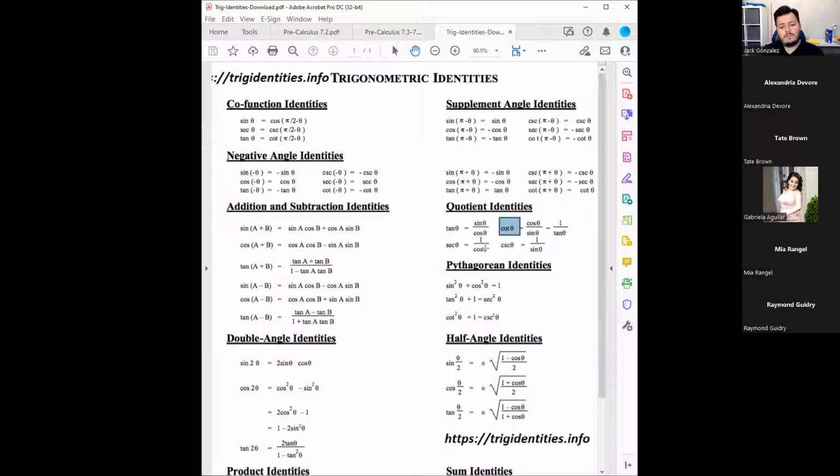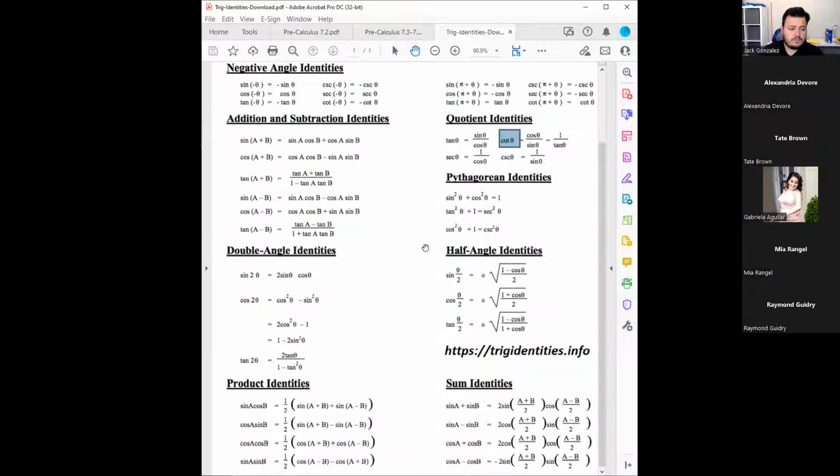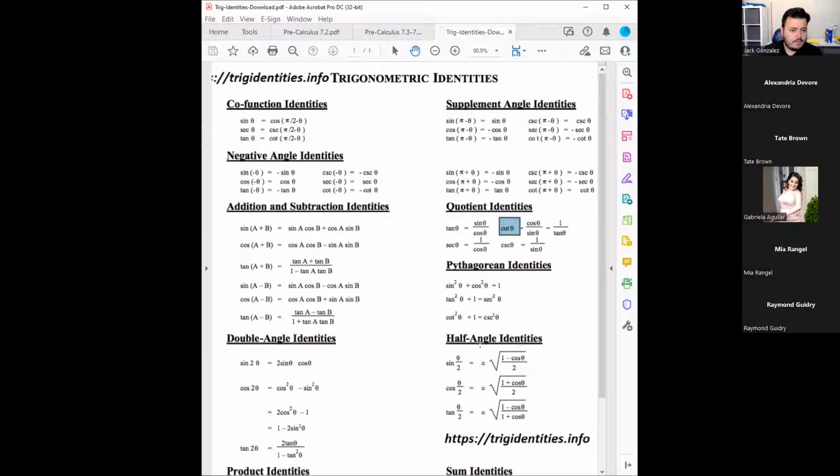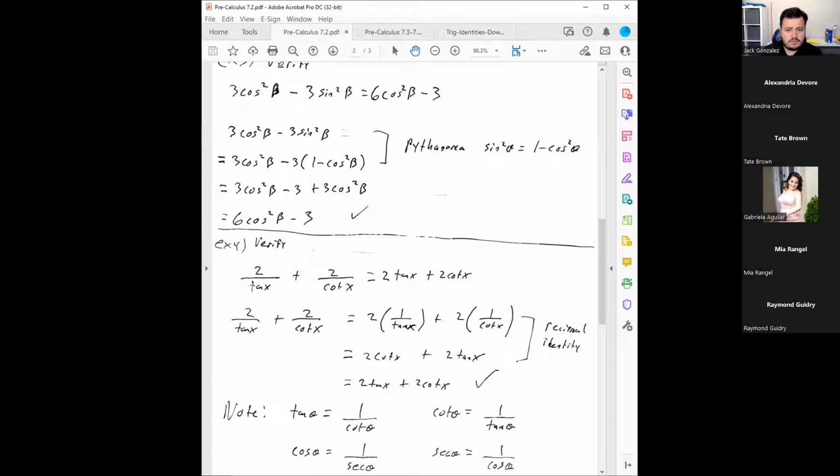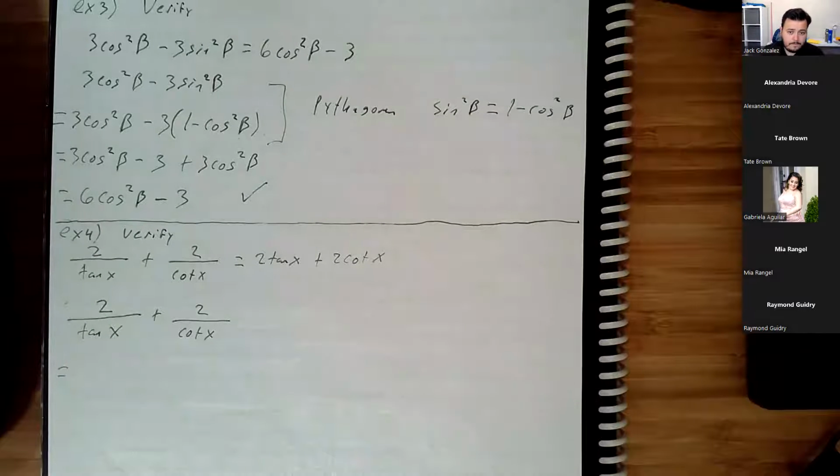We also said 1 over cotangent is tangent. I should have put that here. Oh, well. The formulas I gave you are more complete, so let's just use that. I'm hoping you still have them. Sorry, hold on, I forgot to switch.